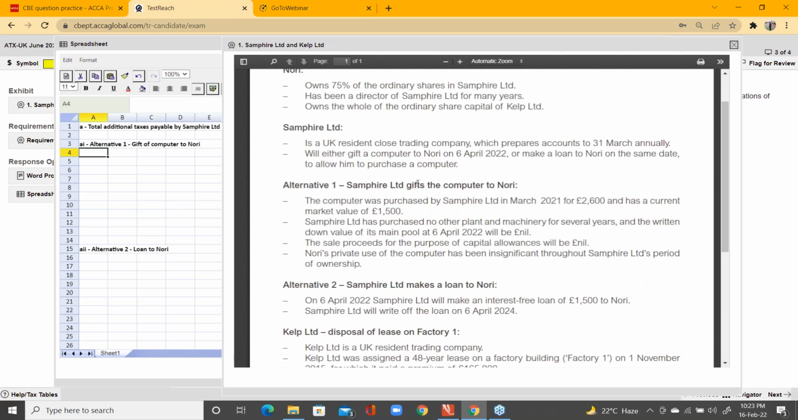Under alternative 1, S Limited gifts a computer to Nori. The computer was purchased by S Limited in March 21 for 2600 and has a current value of 1500. Over here you can see that in alternative 2, the company would be providing a loan, and in alternative 1, the company would be giving an asset with a market value of 1500 to the shareholder plus employee of the company.